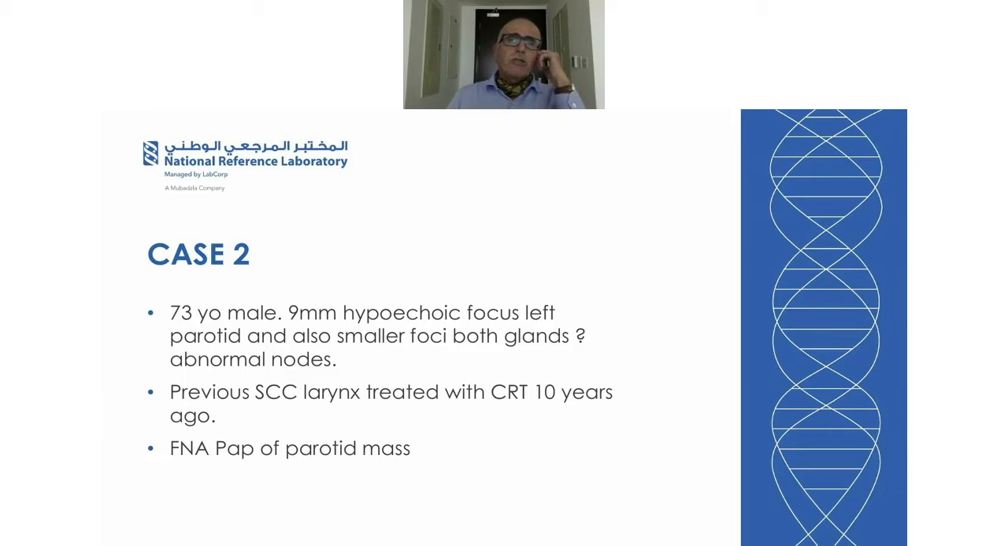So case 2 will go faster now. It's a 73-year-old male, 9 millimeters hyperechoic focus, left parotid, but also smaller foci in both glands and query abnormal nodes. The patient had a previous squamous cell carcinoma of the larynx treated with chemoradiotherapy 10 years previously, and this is an FNA of the parotid mass.